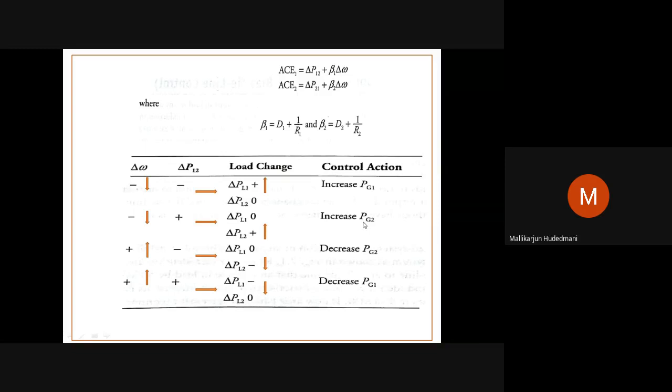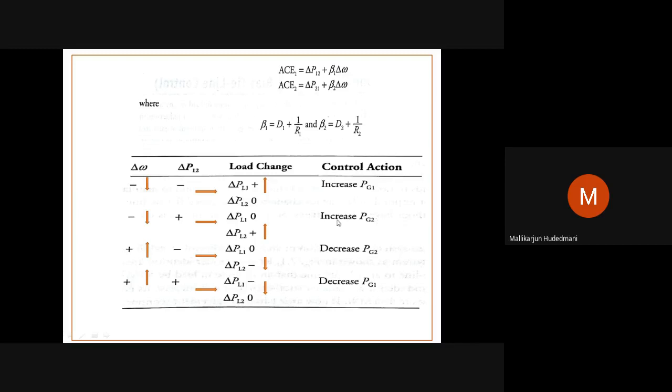Now, with the supplementary loop and the ACE logic, whichever area is causing a change in load, that area only needs to respond. That is an advantage of the decision we are taking. When there is a dip in frequency due to the plus sign of delta P12, nothing but a change in load in area 2 causing the drop in frequency, area 2 generation only needs to attend to this.